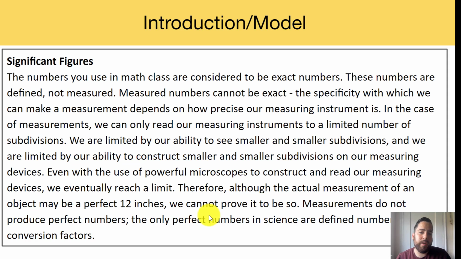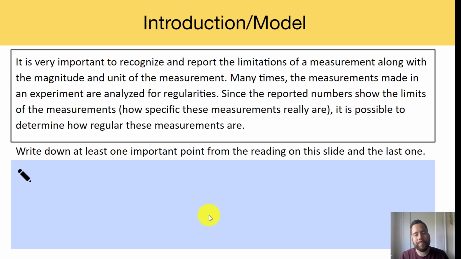We can only read our measuring instruments to a limited number of subdivisions. So we're limited by our ability to see smaller and smaller subdivisions, and we're limited by our ability to construct smaller and smaller subdivisions on our measuring devices. So therefore, although the actual measurement that you may get on something can be 12 inches, we cannot necessarily prove it to be so. Measurements do not produce perfect numbers. The only perfect numbers in science are defined numbers, such as conversion factors, which we saw in the previous slide. So that is why we need significant figures.